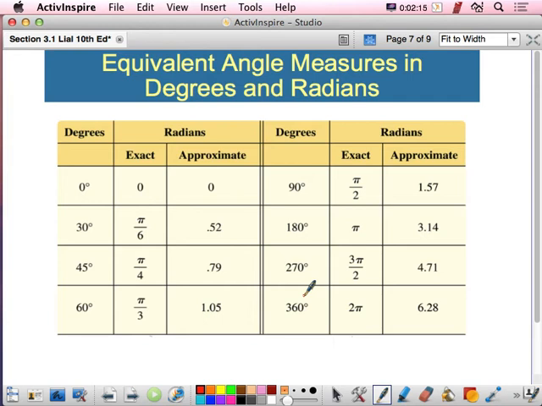We also included on this chart some approximate values, simply because I think it's good for your number sense to recognize them. 0 is just 0. But pi over 6 turns out to be about 0.52. And that should make sense to you because pi is about 3.14. If you divide it by 6, then that's about a half. And if you're not sure, you can always look in your calculator. So if we take a quarter of pi, it turns out to be about 0.79. And you don't really reach a whole radian until right around 60 degrees.